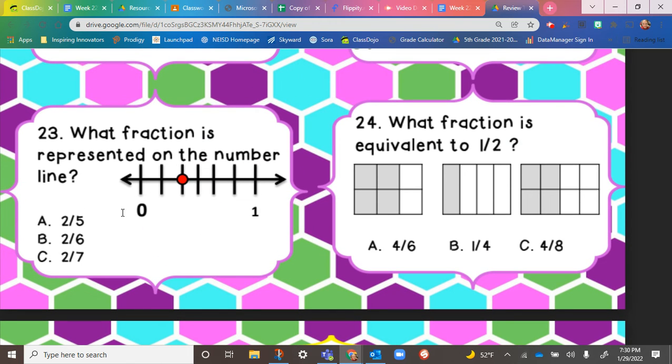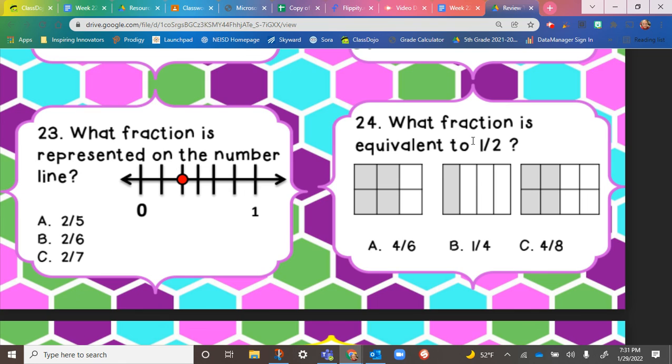Here, what fraction is represented? Number 23 on the number line. So again, we're going to count the jumps to see how many parts we have. So I'm going to go from 0 to 1. So I'm going to count 1, 2, 3, 4, 5, 6. So there are 6 parts. So I need my denominator to be 6. And then this is 1, 2 jumps. So I've got 2 out of the 6 parts. So 2/6.